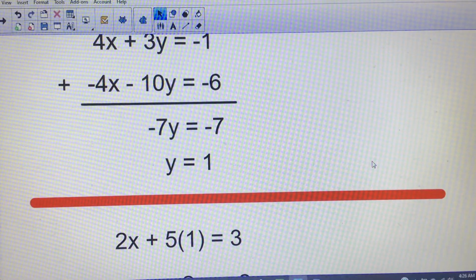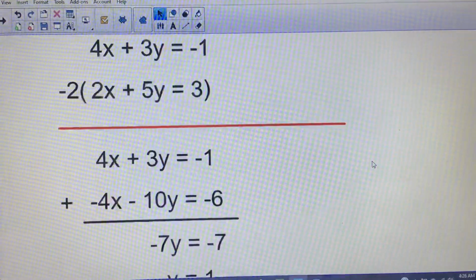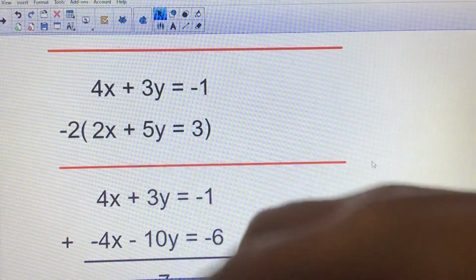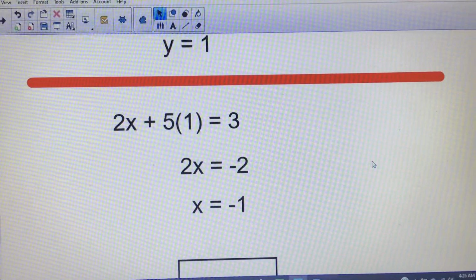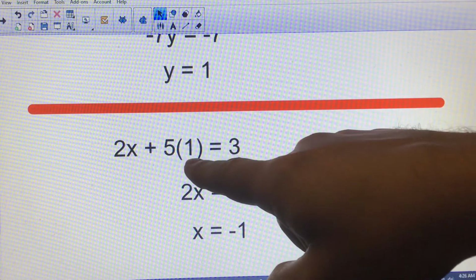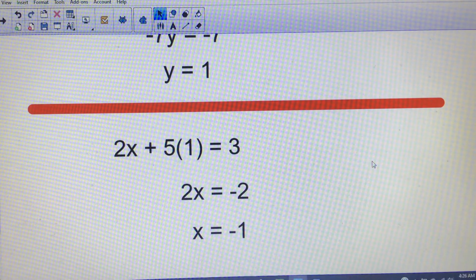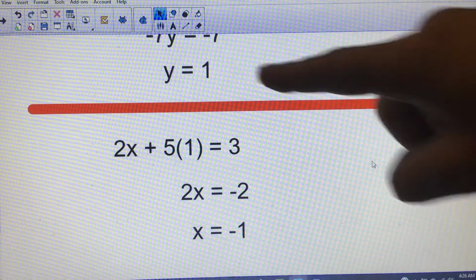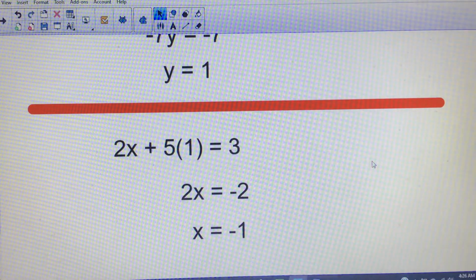So basically, I chose the 2x plus 5y equals 3 equation, which was that one. And I'm going to plug in what I know about the y. Nice if this thing worked, right? So what do I know about the y? Remember, the y is 1. So once you plug that in, you're able to solve for x. So this is called back substituting. I'm taking what I already know and putting it back into one of the old equations.